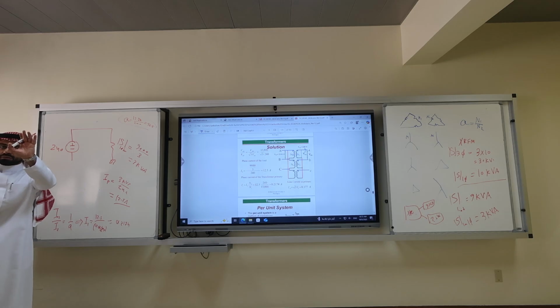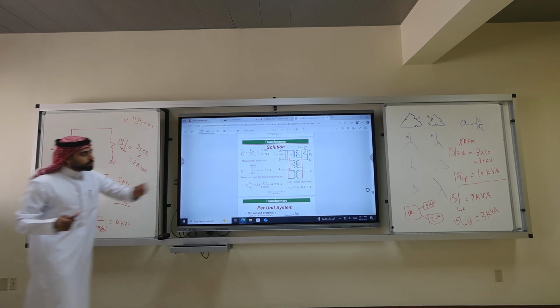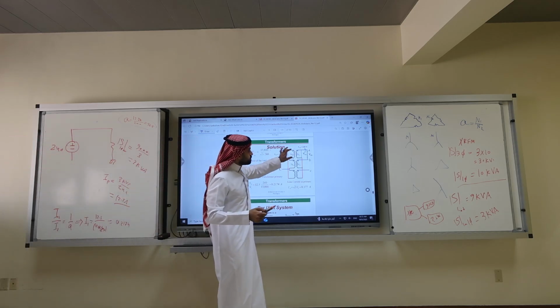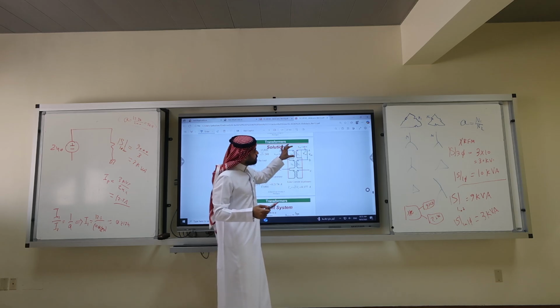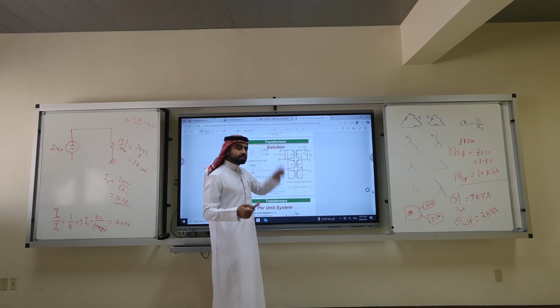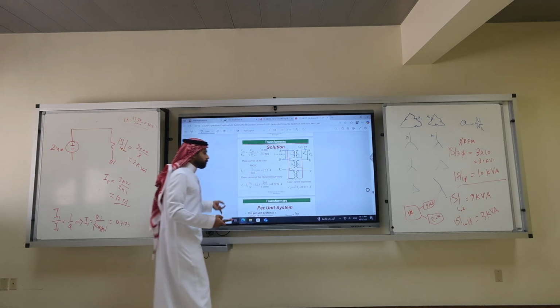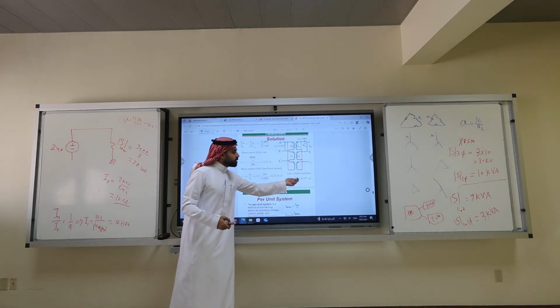When you move to 13.8 kV over square root of 3, don't confuse yourself. We're still doing coil to coil. The coil has a current, like a line current here, then we apply your formula: square root of 3 times I line.